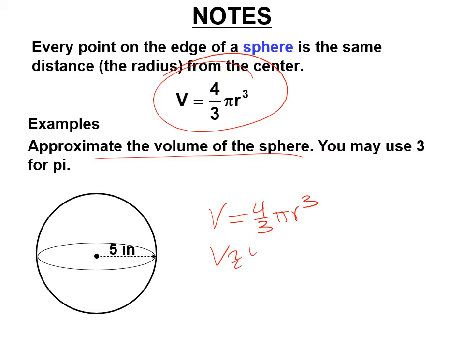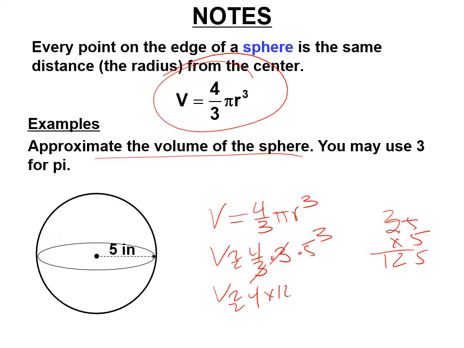So 4/3, use 3 for pi, and the radius is 5. Now what's 5 cubed? 25 times 5, which is 125. So this is approximately 4 times 125. 4 times 5 is 20, 2 times 4 is 8, plus 2 is 10, and I'm getting approximately 500 cubic inches of stuff, air, right?